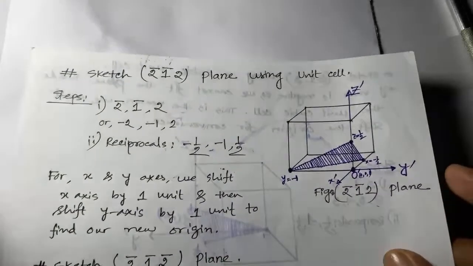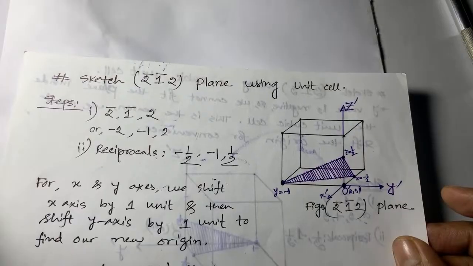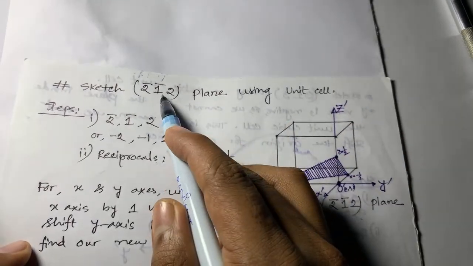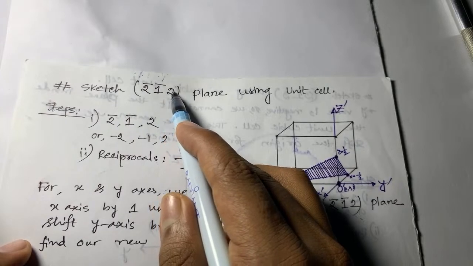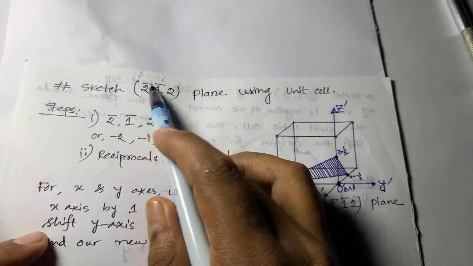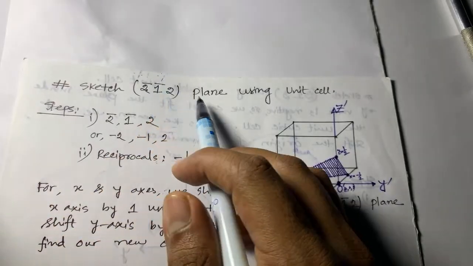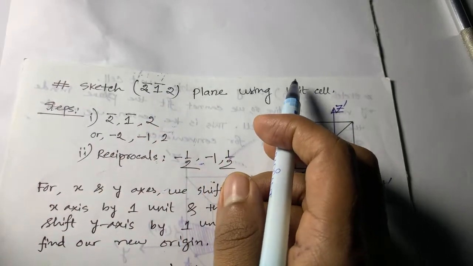Let's do this one. So we have (2 bar 1 bar 2), and we will sketch this plane. Okay, we will sketch this plane using unit cell.